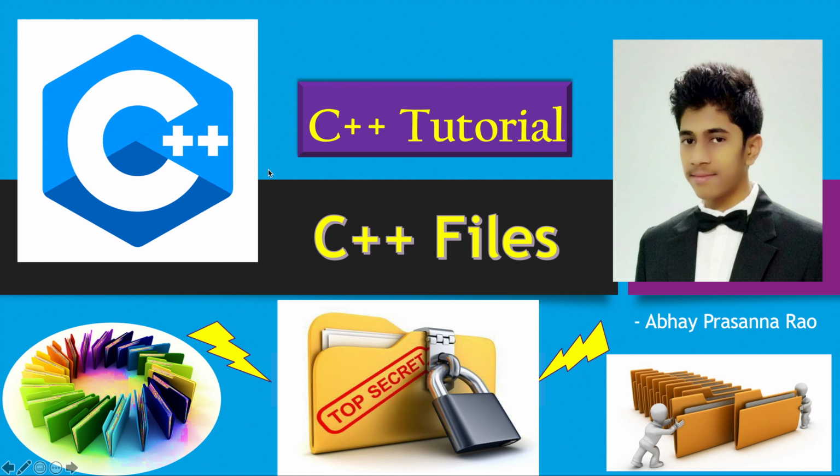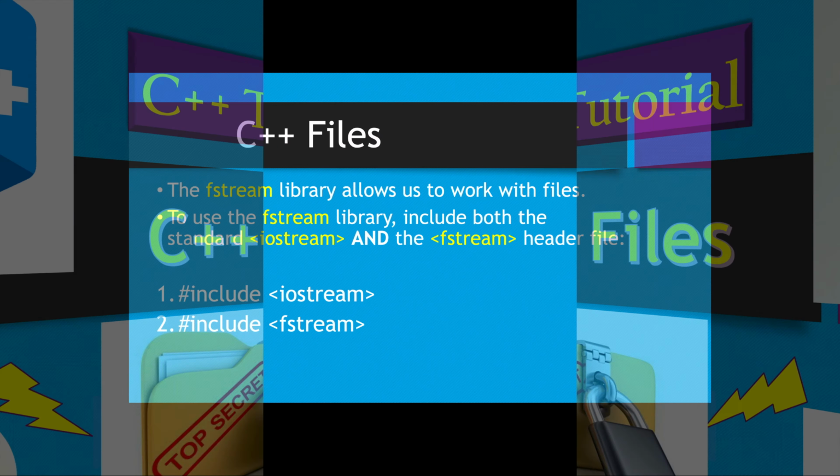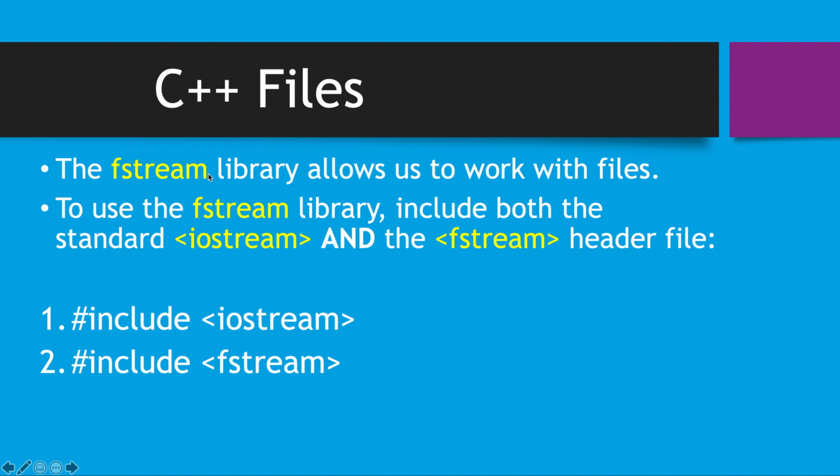It's Abhay here. So in this video, I'm going to be talking about files in C++. Like how do you create them, how do you write in them, and how do you open and read them. So basically, you just have to include a new header file. You just have to include fstream over there. The fstream library allows us to work with files.